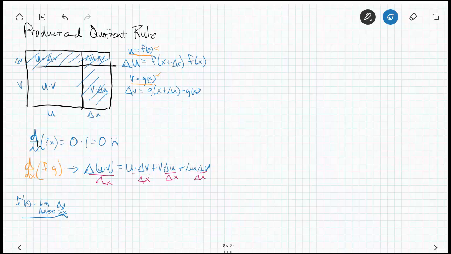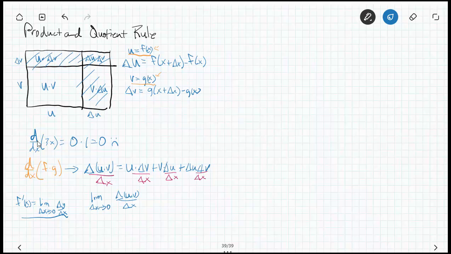Again, I can do whatever I want and still break no rules as long as I do it to both sides, right? Or I add 0 or multiply by 1. So I'm going to take the limit as delta x goes to 0 of delta u times v, I'll put that in parentheses, over delta x. I'm going to be super lazy here. Now, that gives us exactly what we want.